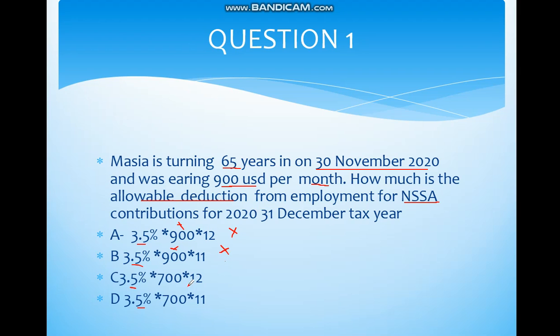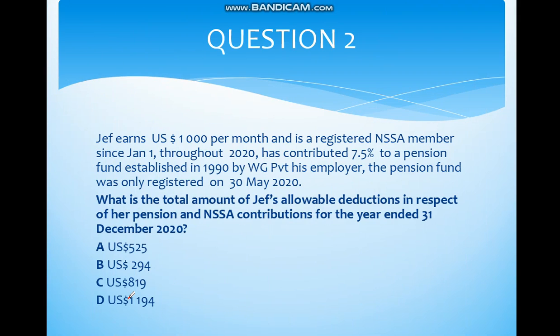Then we go on to take 11 months. Why? This one is actually turning 65 on 30 November, so there won't be any deduction in terms of December. So we are going to use the 11. Then this one becomes the correct answer. Okay, let's move on to the other question.